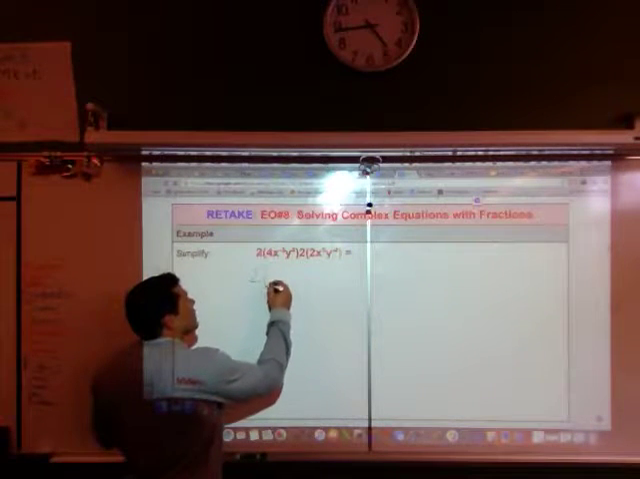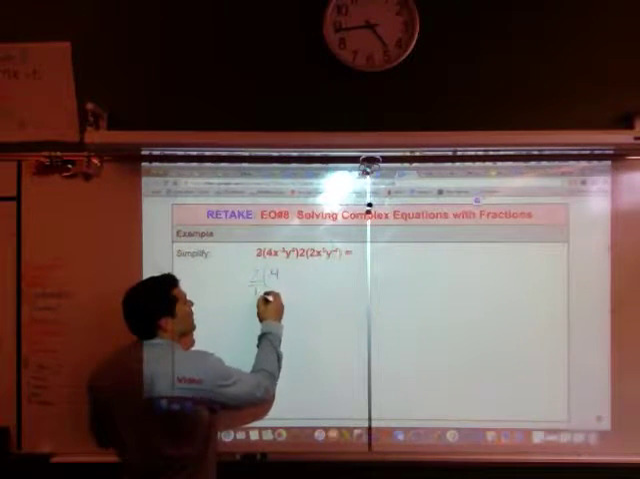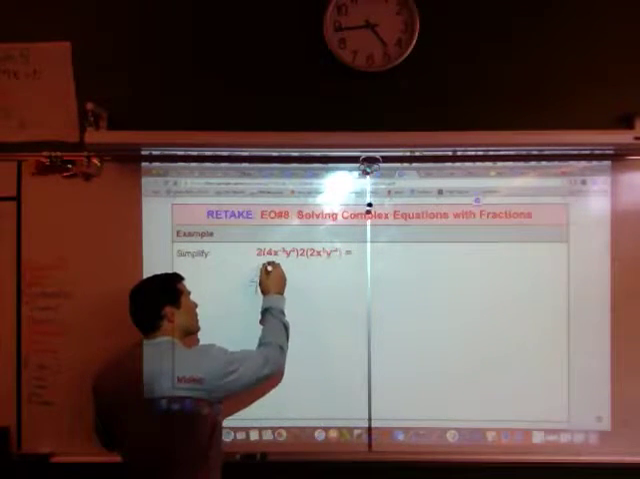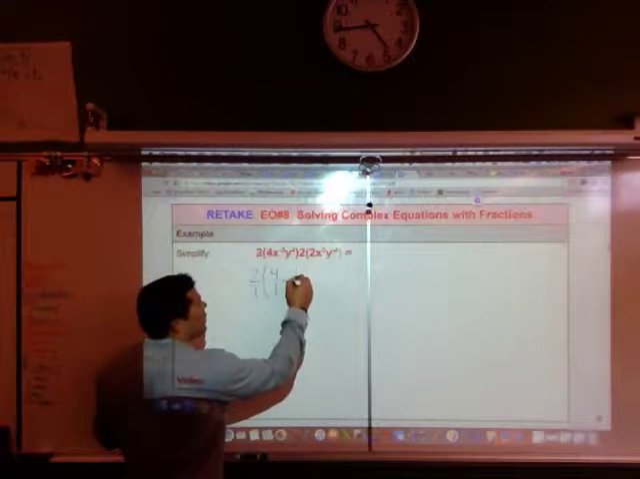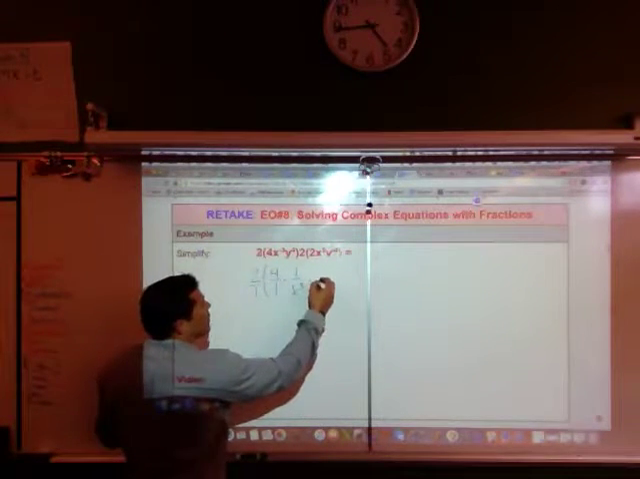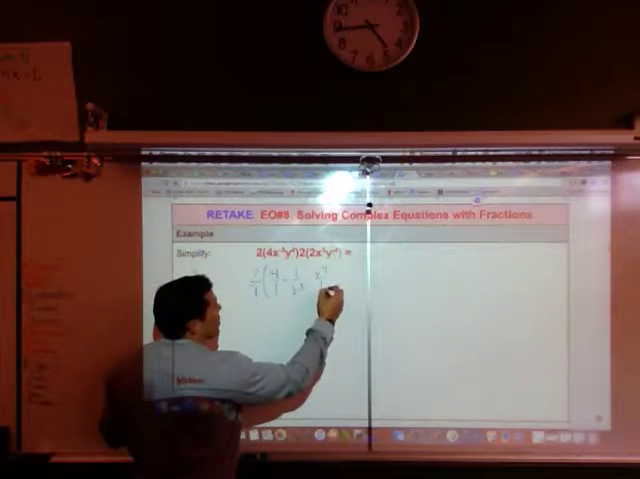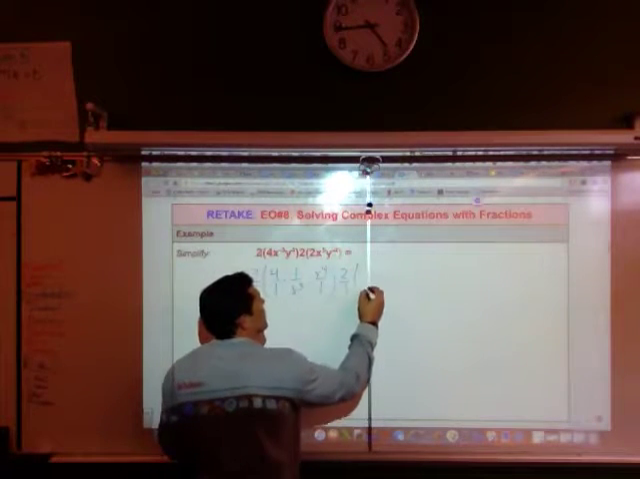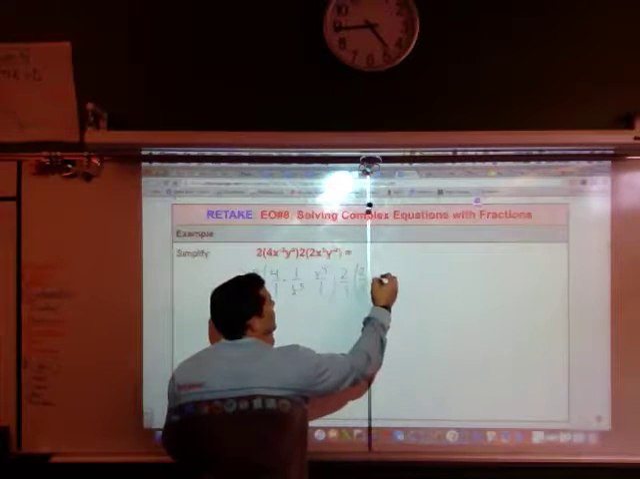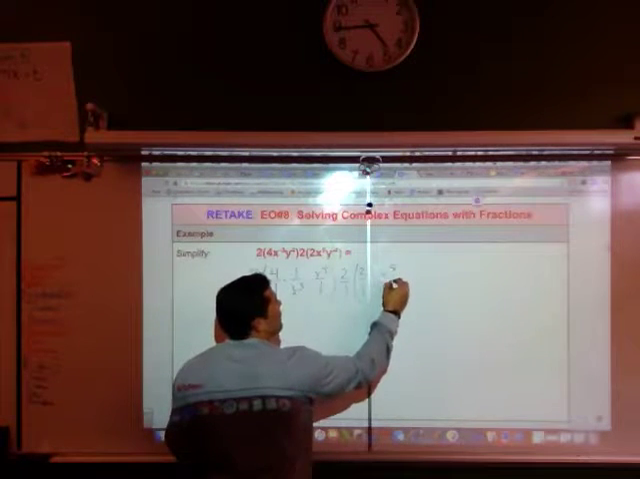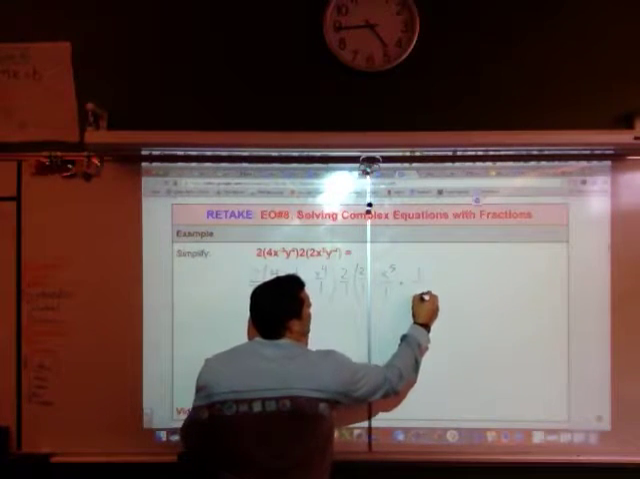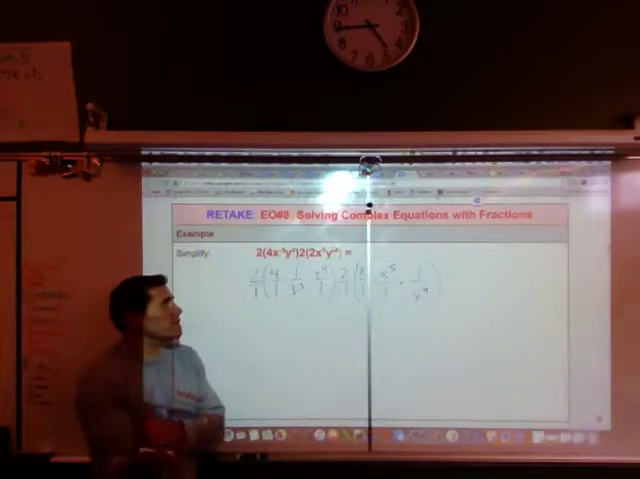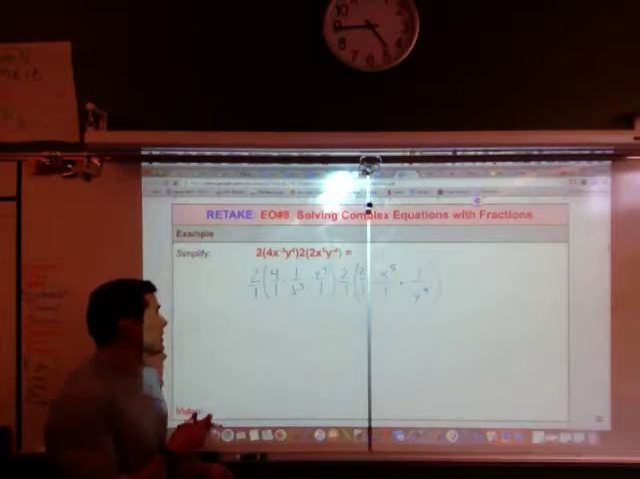It's 2 times, I'm going to call it 2 over 1, times a 4 over 1, multiplied by a 1 over x to the 3, multiplied by a y to the 4 over 1, multiplied by a 2 over 1, multiplied by another 2 over 1, multiplied by x to the 5 over 1, and then a 1 over y to the 4th. So I just rewrote everything as a fraction.